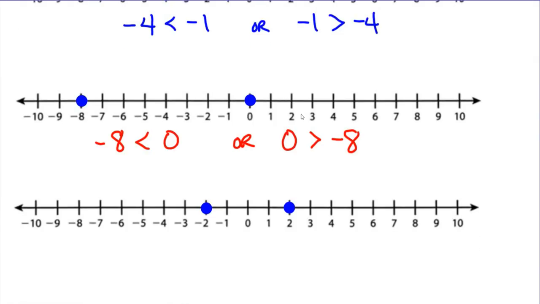And the last one, I've got -2 and +2 on my number line. So again, -2 is further to the left, so I could say -2 is less than 2. Or since 2 is further to the right, I could say 2 is greater than -2. Two different ways to use those inequalities to make comparisons of our integer values. And that's comparing integers on our number line.